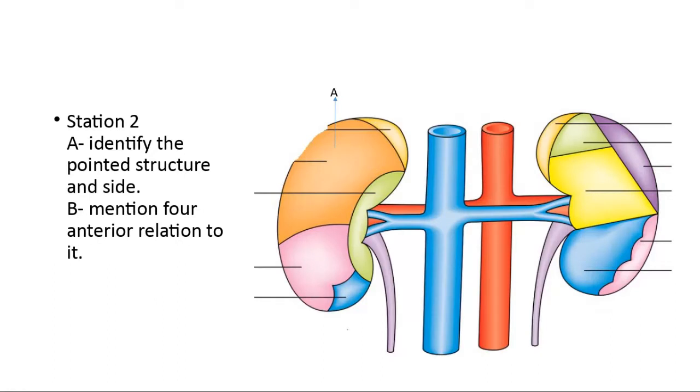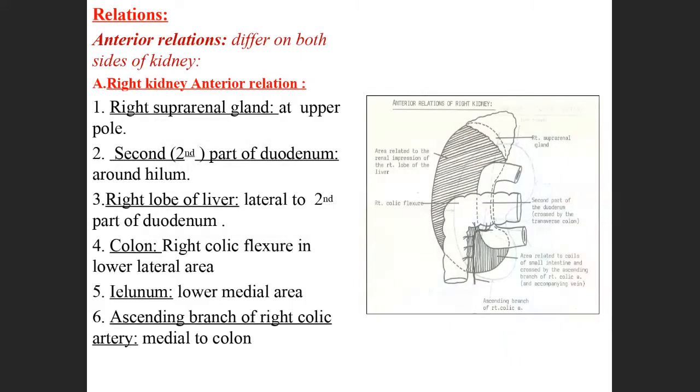See, these are the 4 relations. There are 5, I just showed here. See here. In this slide, I will show you. This lecture is given, you are having this lecture. The 4 relations, you have to read those 4 relations. Can you see? See this slide: anterior relations of the right kidney.